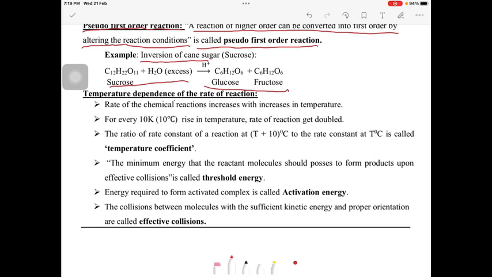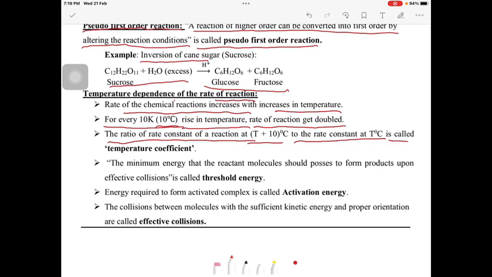Temperature dependence of the rate of reaction. Rate of chemical reaction increases with increase in temperature. For every 10 Kelvin, that is 10 degrees Celsius rise in temperature, the rate of reaction gets doubled. The ratio of the rate constant for a reaction at T plus 10 degrees Celsius to the rate constant at T degrees Celsius is called the temperature coefficient. (T plus 10) by T degrees Celsius is known as the temperature coefficient.